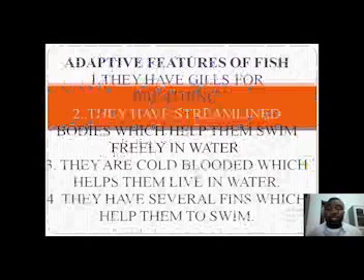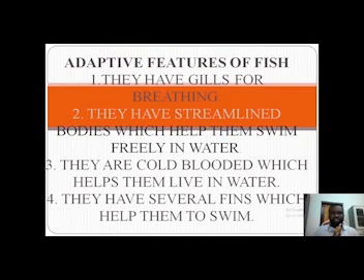So let's quickly look at what we have for today. Let's start with the fish. Adaptive features of fish. What are the characteristics that a fish possesses that make it able to survive or adapt to the water bodies? Number one, I think there are 4 of them. There are more, but let's just look at these 4. You can research others. They have gills for breathing.